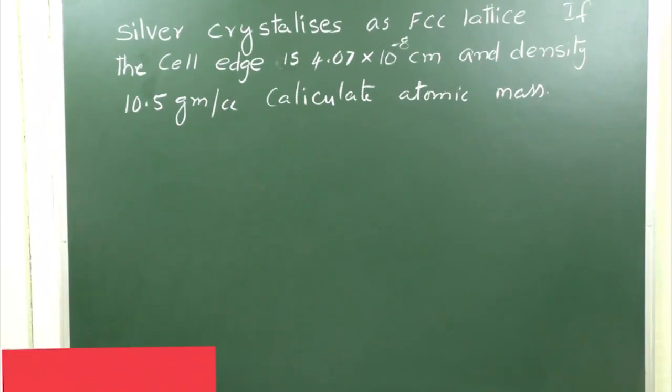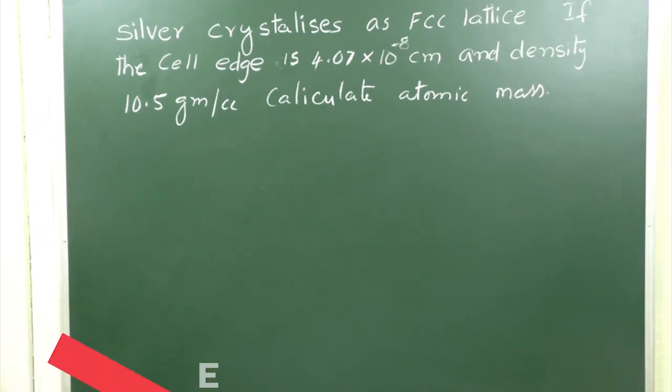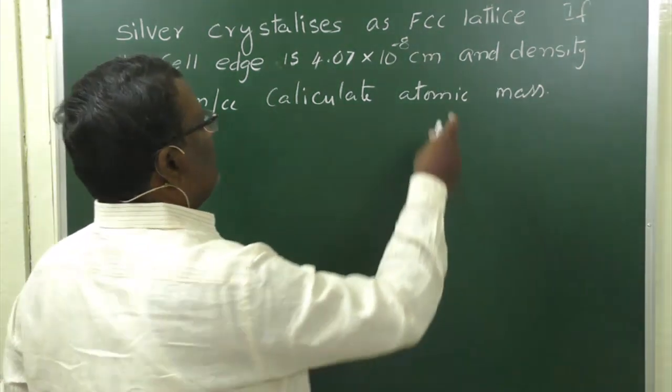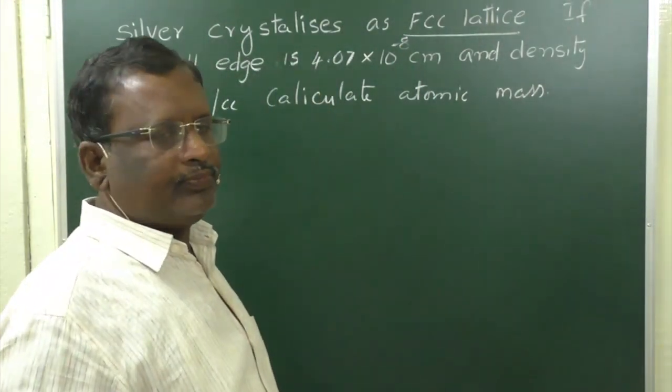Next problem. Silver crystallizes as FCC lattice. If the cell edge is 4.07 into 10 to the power minus 8 centimeters and the density is 10.5 grams per cc, calculate the atomic mass. So, here they have given us FCC lattice. FCC lattice means each unit cell contains 4 atoms.